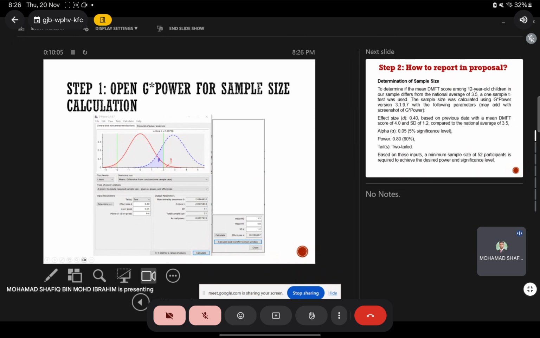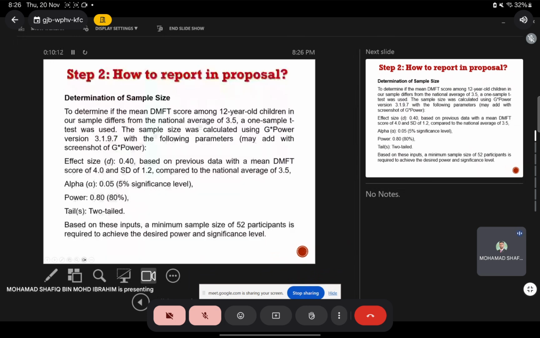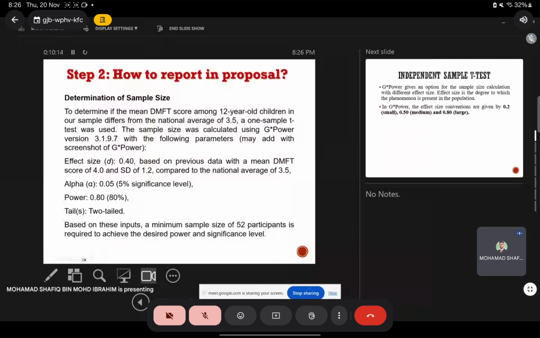Okay, so at least you need to know from the previous study the information, then you need to calculate. Okay, so this is how you're going to report it in your proposal. Let's say to determine the mean MT score against the national average of 3.5, a one sample t-test was used.